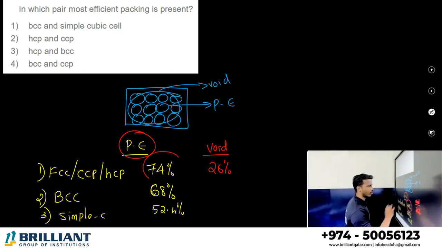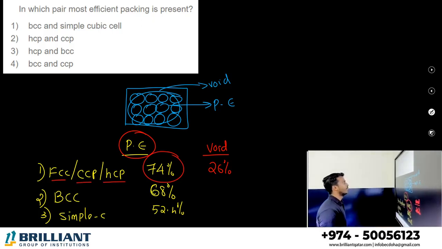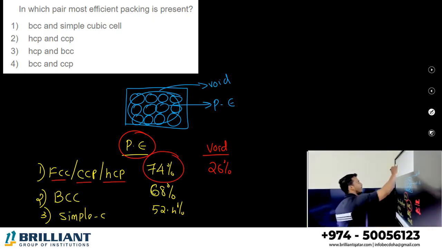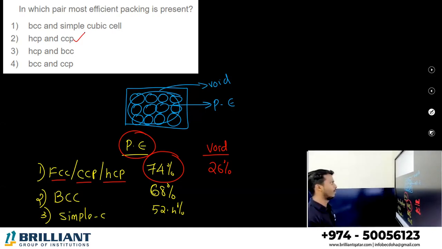Come to the point, in which pair is the most efficient packing? Most efficient packing you can observe in FCC, CCP, HCP. HCP and CCP are there. Alright, fine. Cubic close packing and hexagonal close packing.